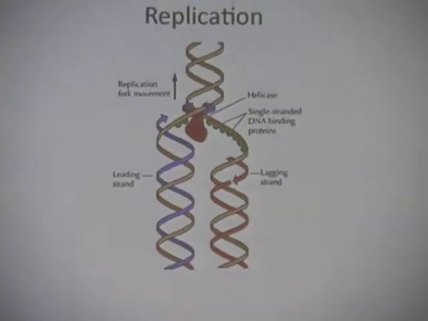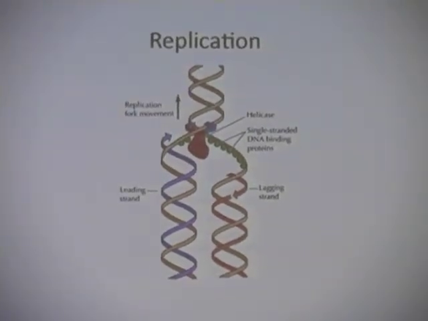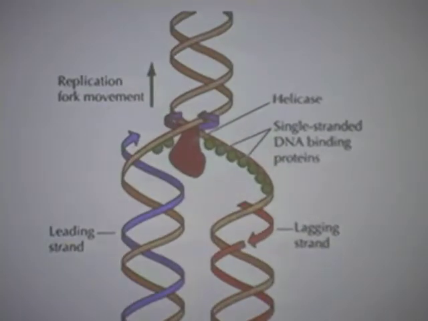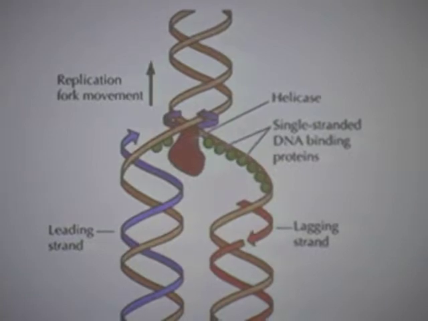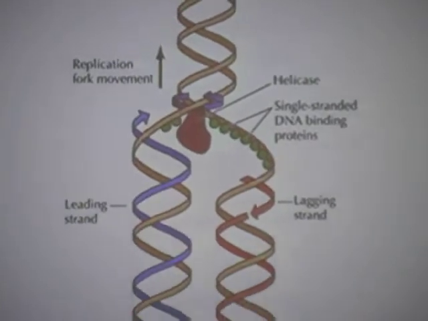The other major job of DNA is that every time cells divide, they have to get a complete set of genetic instructions. So the whole of every chromosome has to make a copy of itself, and the copies have to segregate to the daughter cell. So every cell division, the DNA has to make copies of itself.